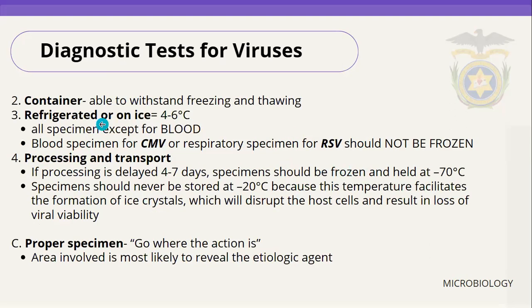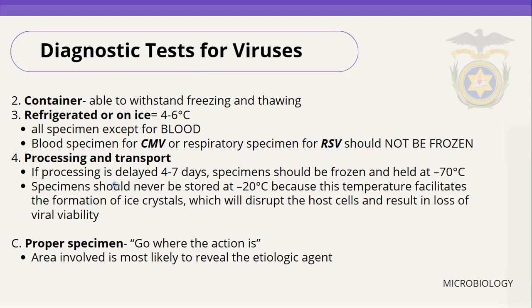So the container should be able to withstand freezing and thawing, and if delayed, it can be refrigerated or on ice, typically 4 to 6 degrees Celsius. So all specimens can be refrigerated except for blood, and blood specimen for CMV or respiratory specimen for RSV should not be frozen. So CMV here is cytomegalovirus, and RSV is respiratory syncytial virus.